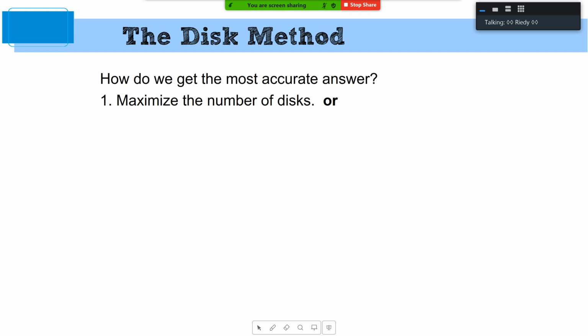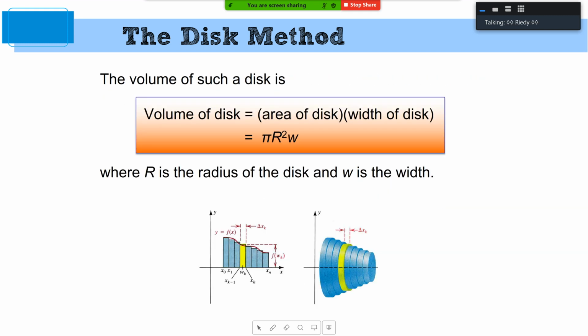Okay, so you'll see if I go back to this picture: 3, 6, 7, there's 8 disks in that range from x0 to xn. We want to increase that. How much do we want to increase it? Well, we're looking for an exact answer.